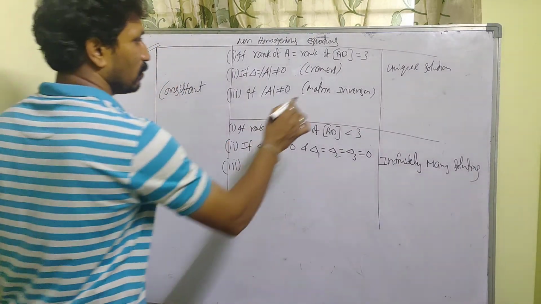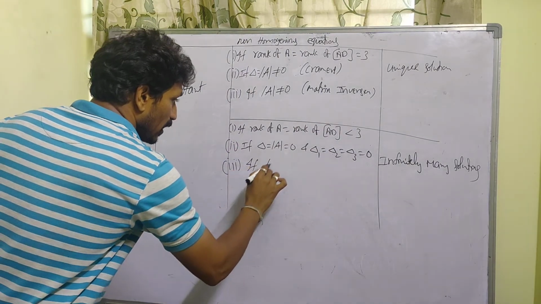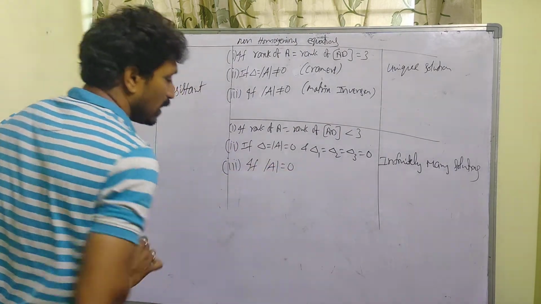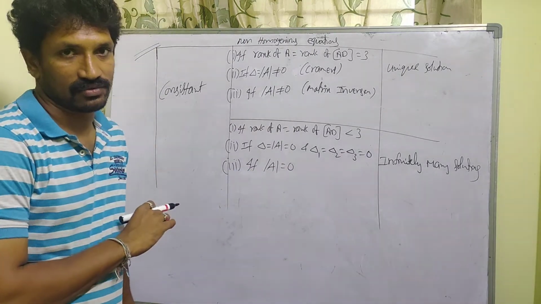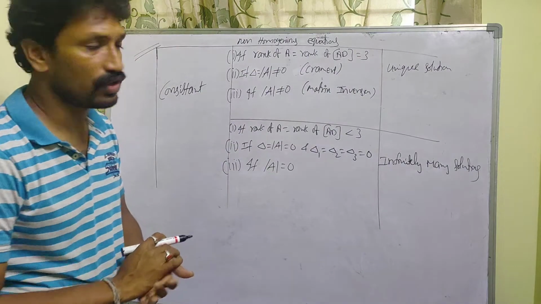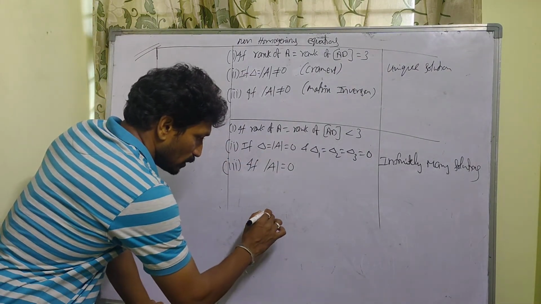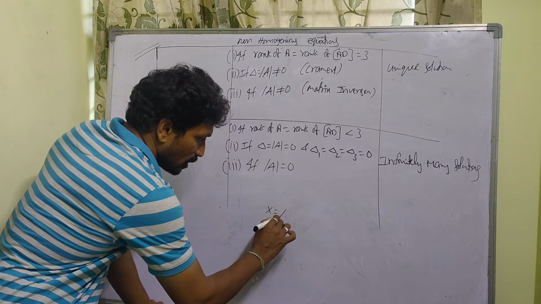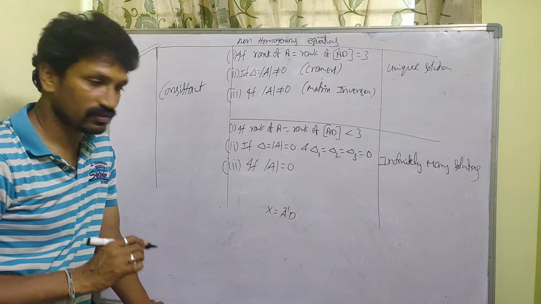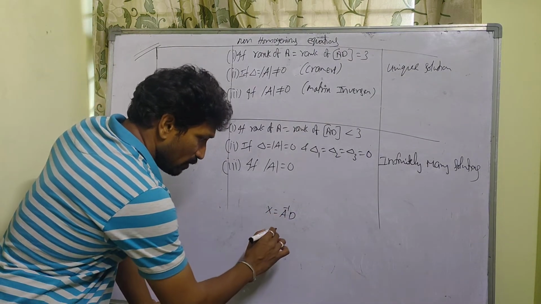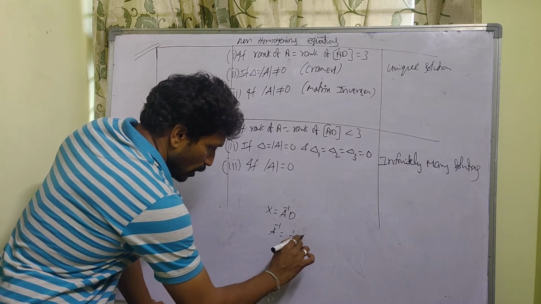Matrix inversion method. If determinant of A is equal to 0, that is, it is a singular matrix. Non-singular means automatically a unique solution. Generally, we have the formula. What is x? x is equal to A inverse D. Correct or not? See here, A inverse is nothing but 1 by det A into adjoint of A.